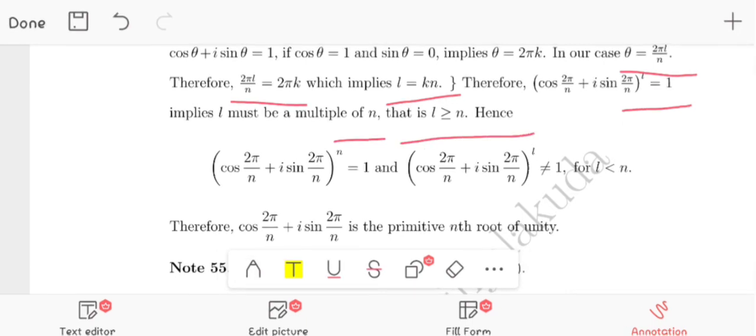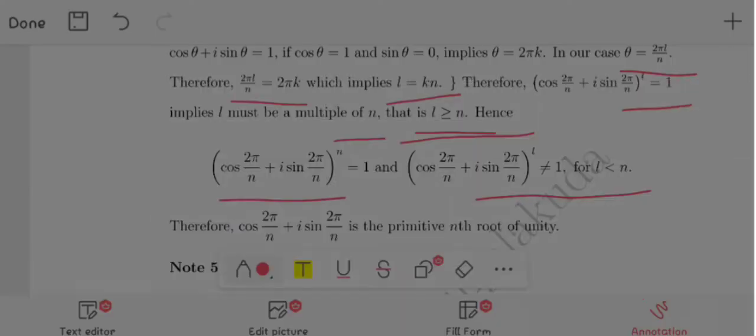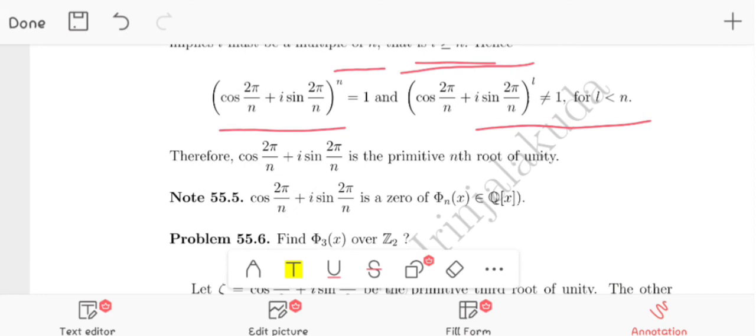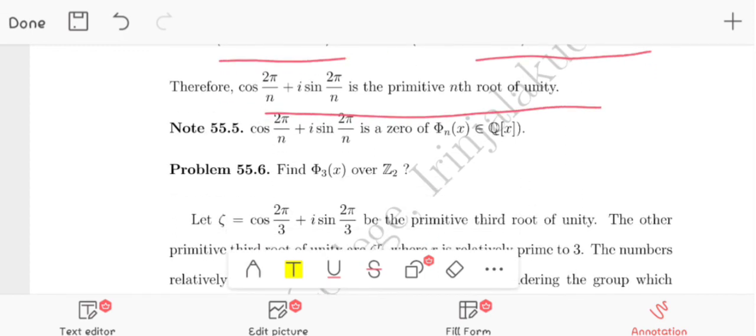That is, (cos(2π/n) + i sin(2π/n))^L = 1 if L is greater than or equal to n, which implies that (cos(2π/n) + i sin(2π/n))^L ≠ 1 for L less than n, and we've already got that (cos(2π/n) + i sin(2π/n))^n = 1. Therefore, we can say that cos(2π/n) + i sin(2π/n) is the primitive nth root of unity. Now a note: cos(2π/n) + i sin(2π/n) is a zero of Φn(x) ∈ Q[x].